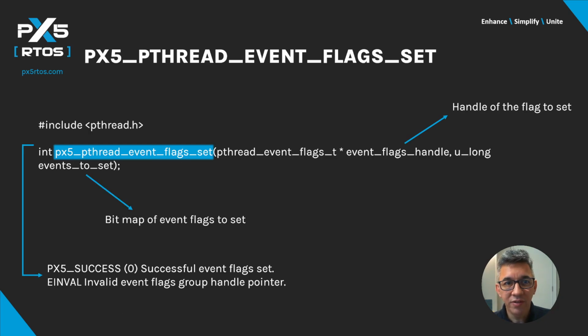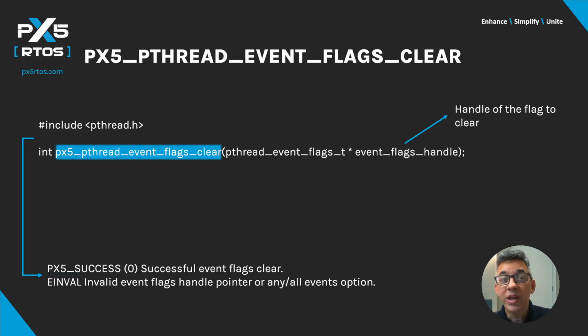Once the event flag is created, we can now set this event flag by passing the handle of the flag to set and then a bitmap of the event flags to set. Remember that 32-bit word. We can clear an event flag by using the event flag clear API by just passing the handle of the event flag to clear.